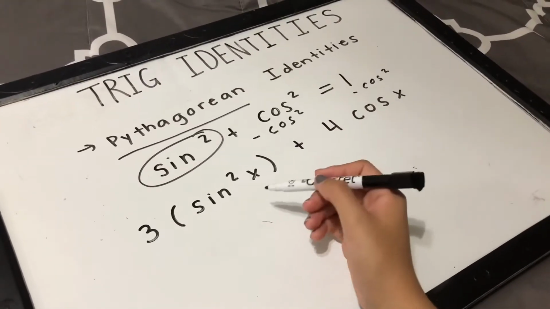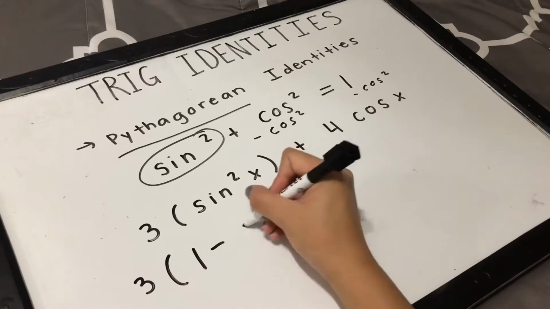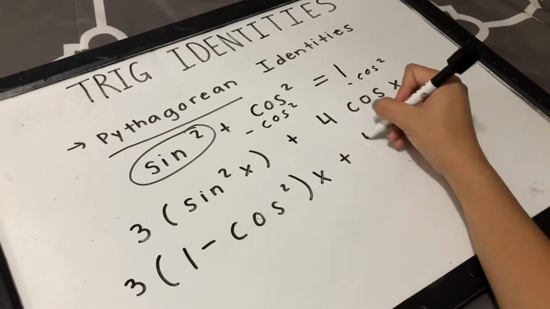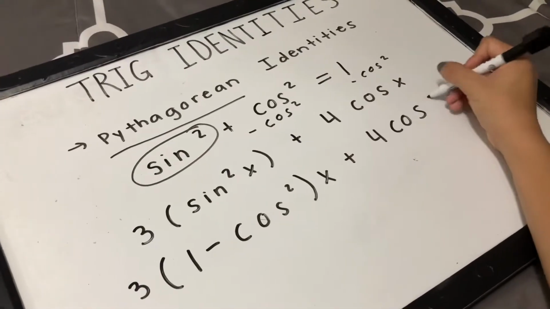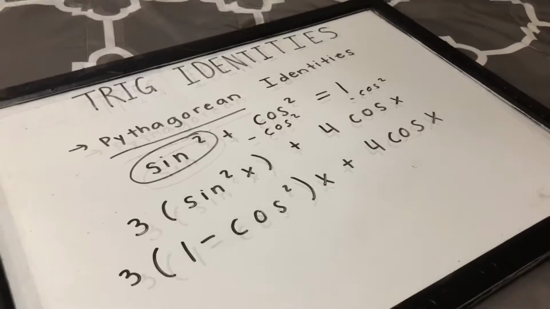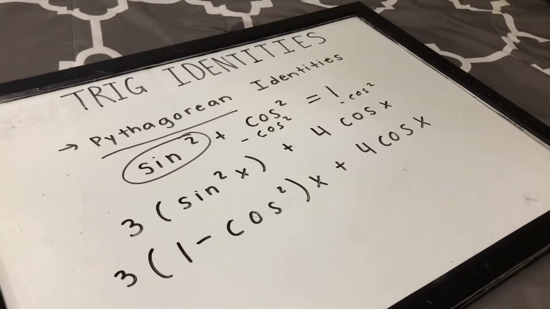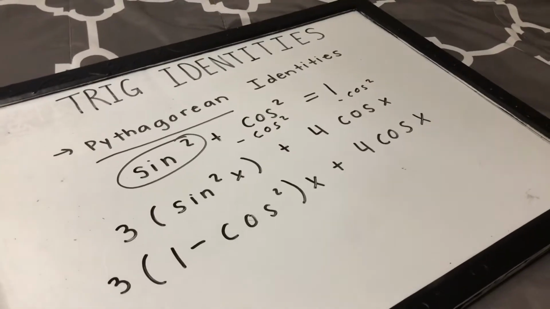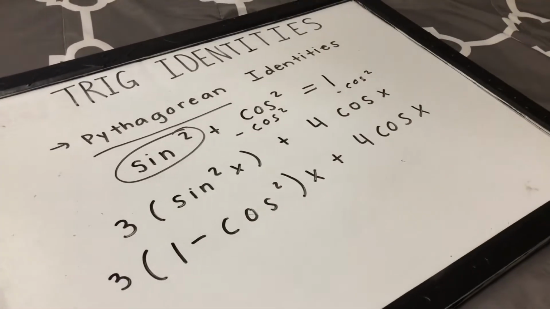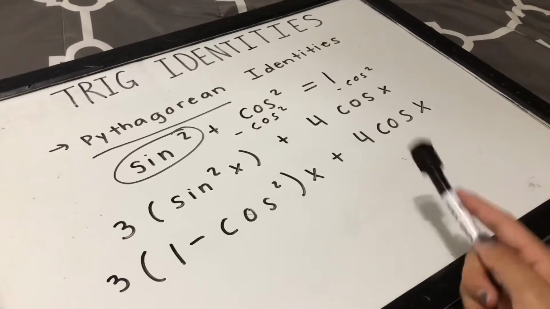So now instead of this being 3 times sine squared x, it's actually 3 times 1 minus cosine squared x plus 4 cosine x. And now you've simplified the problem in which you have the same trig function. Now with whatever the problem they ask, let's say it gives you a separate formula and you're told to solve for x, the angle, you could continue going. But for now, I just wanted to show how you could use this equation, manipulate it, and change it into an equation in which you have the same trig function.